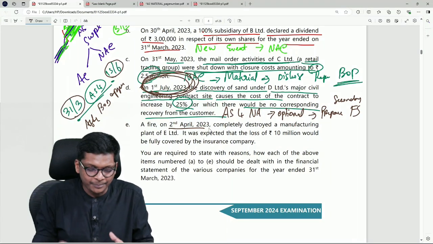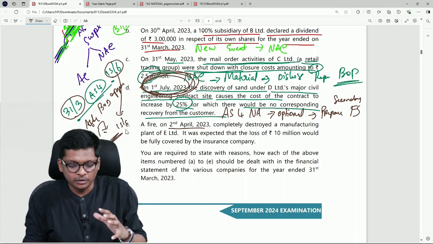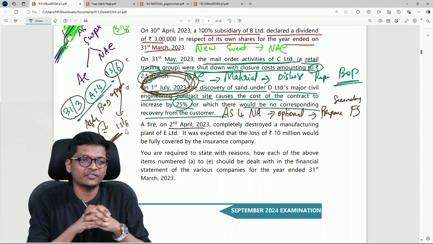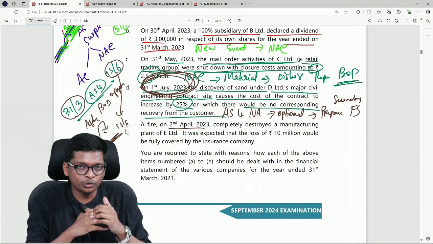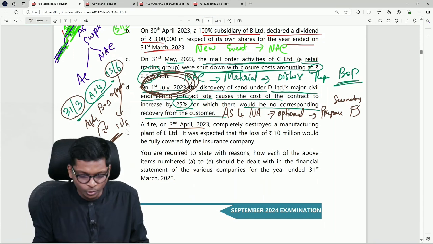2nd April means it's happening after 31st March but before 15th June. So within the scope of AS4, but fire means new event. You think if I know on 31st March that 2nd April fire is going to come, let me sit and wait and watch that fire? No, it is obviously a new event.